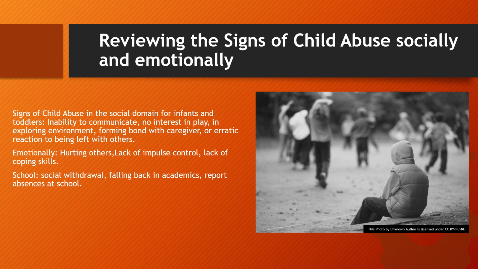Social signs of child abuse would be noticeable speech delays, as well as delays in social and emotional development. They may have trouble forming friendships with other children. Emotionally, some signs are that these children might act out physically and verbally, hurting others, including animals. Children may display a lack of impulse control, which means they cannot control their emotional states or have coping skills to handle stressful emotions.